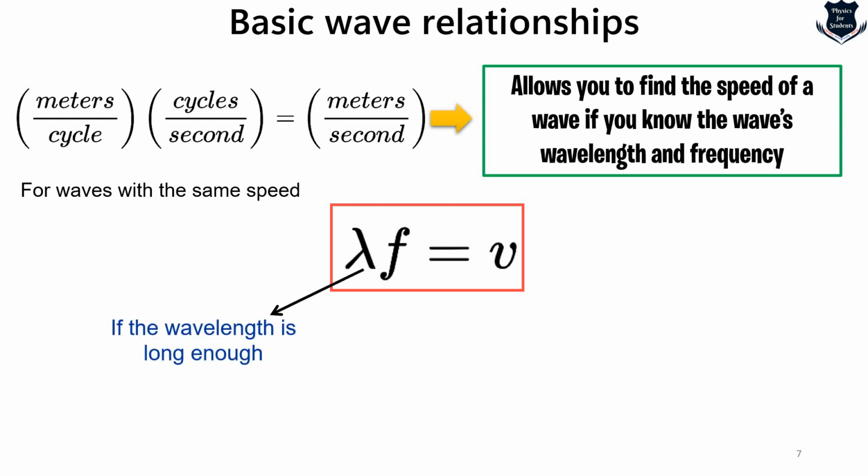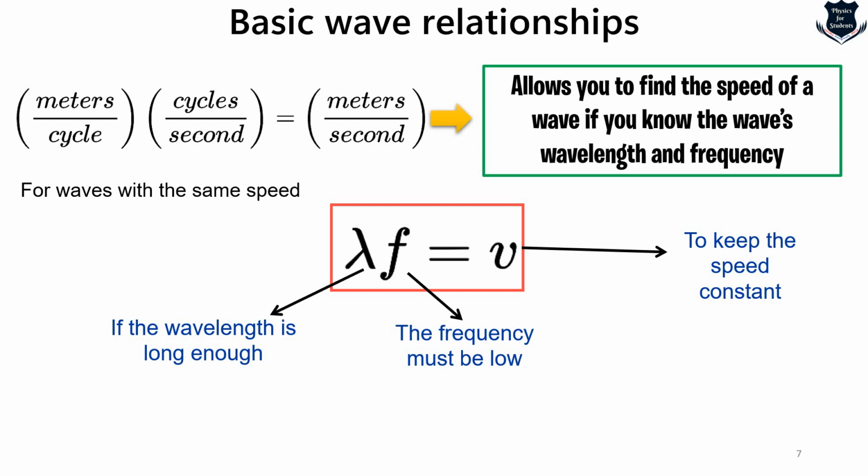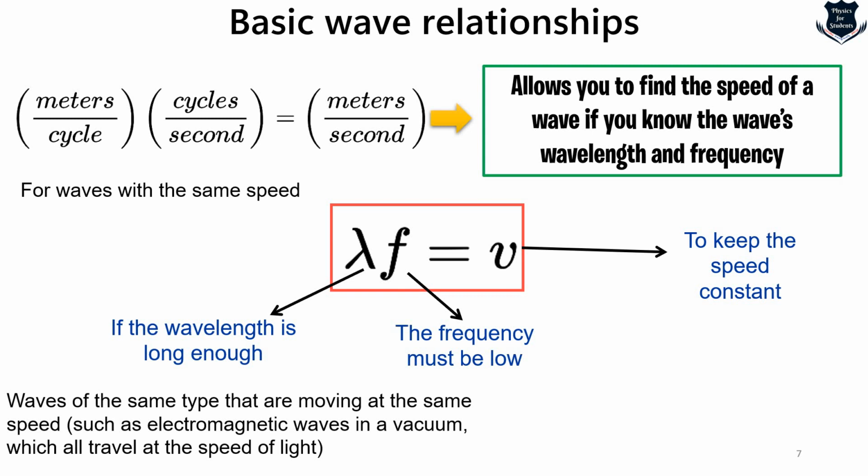We will see that. As you can see, if the wavelength is long enough, the frequency, as I told you, must be low, and to keep it constant we make it v. This is what this equation tells, and this is for waves with the same speed. Electromagnetic waves in a vacuum travel at the speed of light, and in such cases the waves may have different wavelength lambda and frequency f, and the product of the wavelength and the frequency is equal to the wave speed.